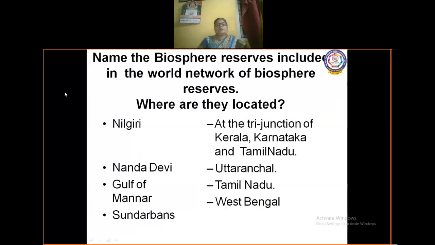Now, name the biosphere reserves that are included in the World Network of Biosphere Reserves. This is a question kept for you. What are they? Where are they located? As you know, Nilgiri, at the tri-junction of Kerala, Karnataka, and Tamil Nadu. So this is very important to know. And Nanda Devi, Gulf of Mannar, Tamil Nadu. So here you have the biosphere reserves that are included in the World Network of Biosphere Reserves.